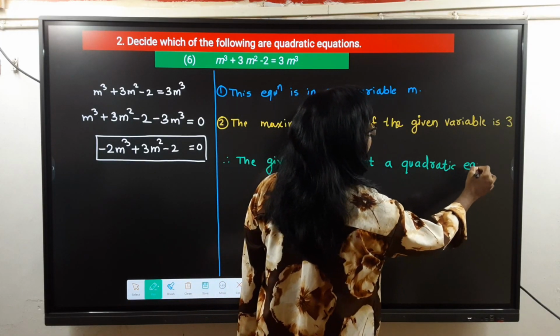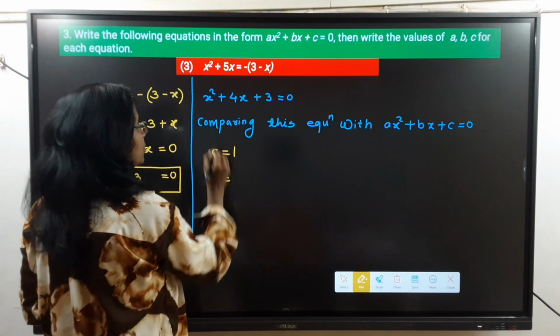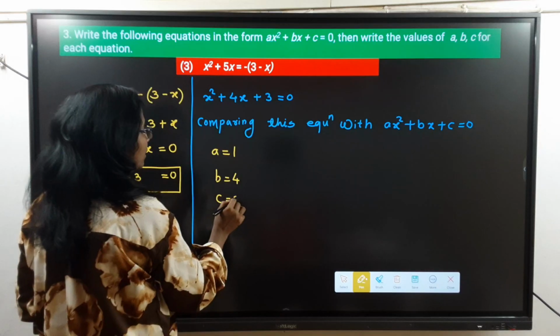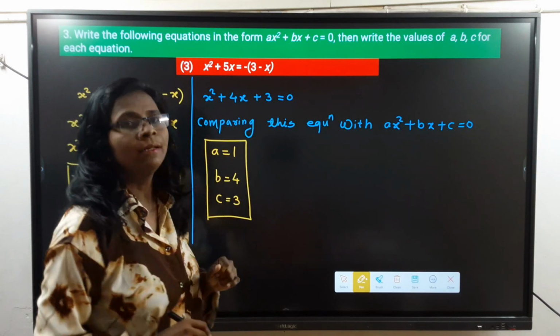a is equal to 1, b is equal to plus 4, and c is equal to 3. So here a is the coefficient of x square, b is the coefficient of x, and c is the constant.